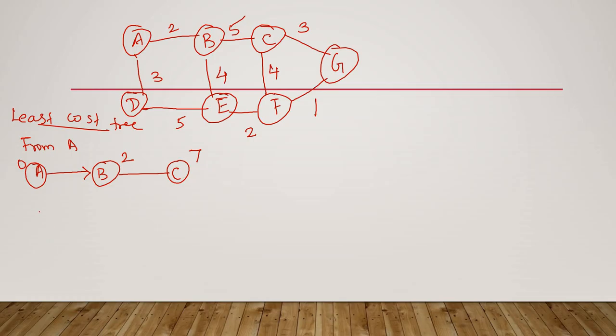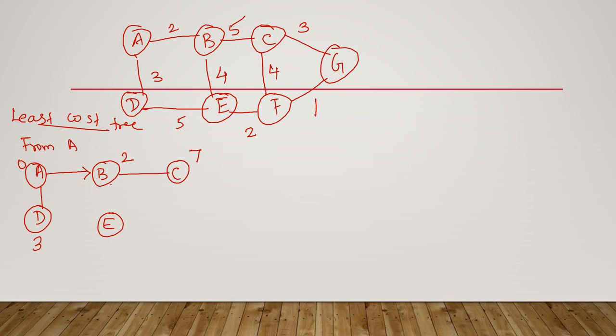And D, direct connection, so the value is 3. And E. Now here A to E, we can travel through B or through D. A to D cost is 3, D to E cost is 5, so 5 plus 3 is 8. Similarly, if we travel through B, A to B is 2 and B to E is 4, so 4 plus 2 is 6. So which one is the minimum? Through B we can reach E, meaning the cost becomes minimum, right?